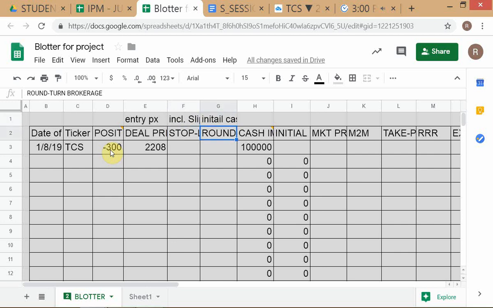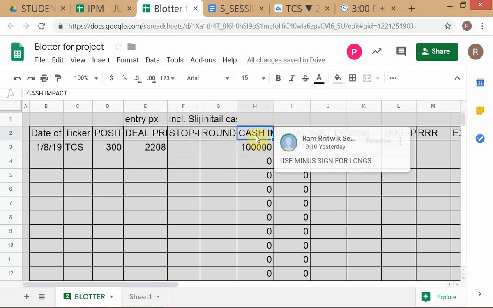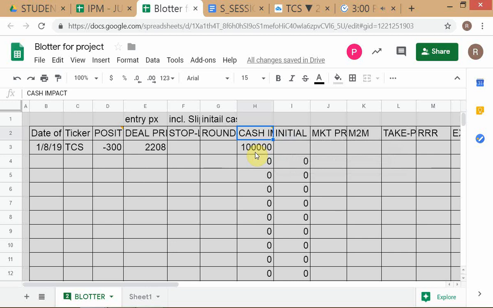Then we have the round turn brokerage. Everyone understands the round turn brokerage. Go to the IB website and figure out the round turn brokerage. Cash impact: here again, if you are buying, you use a minus sign for longs. So if you are buying, the cash impact will be negative because it's draining cash. Your cash balance is going down, your asset mix is changing. If you think of it in terms of a balance sheet, it's going from all cash to some cash and some stock. Are you guys following?